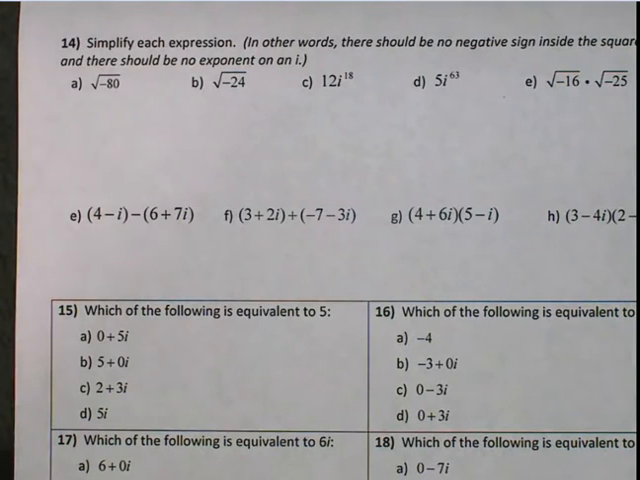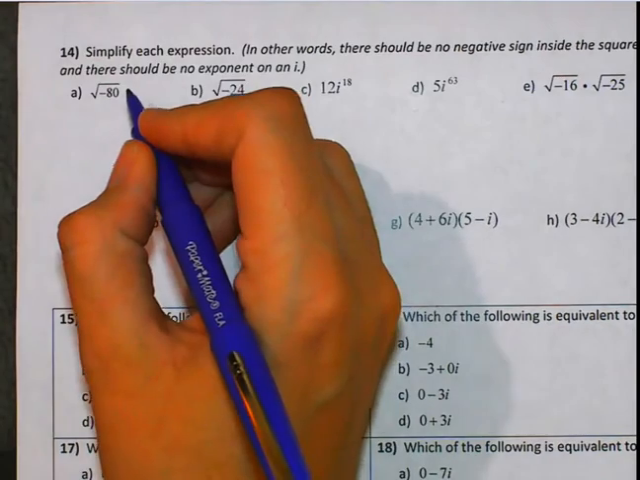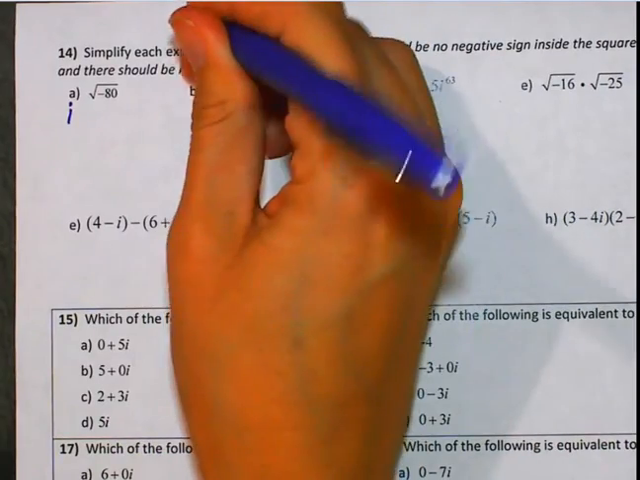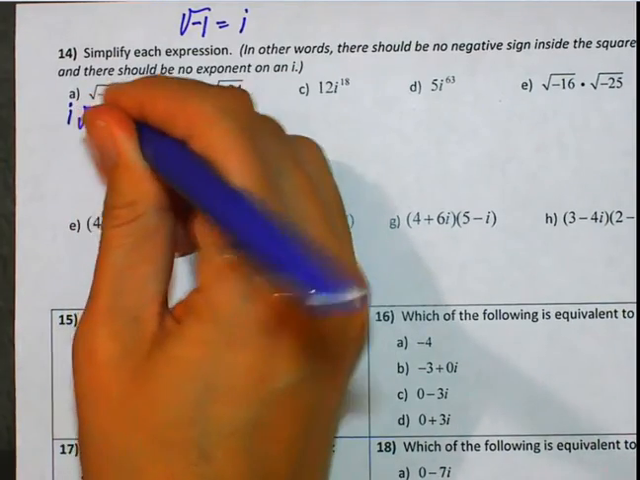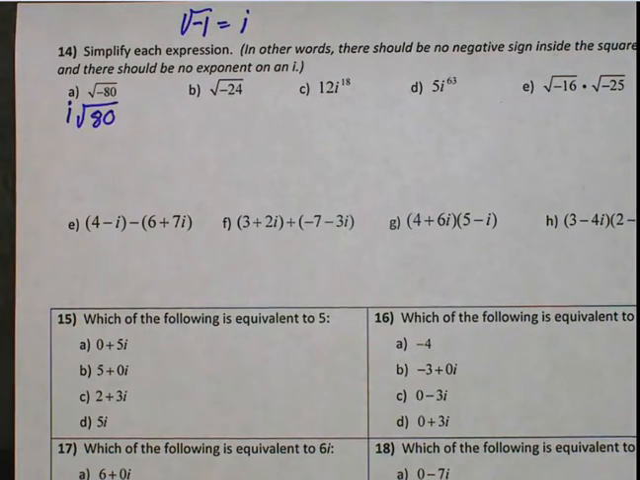All right, this one says simplify each expression. In other words, there should be no negative sign inside the square root, and there should be no exponent on an i. Okay, so let's take a look here. The first thing you should do for these is to take out the i. When you have a square root of a negative number, you have to take out the i first, because the square root of -1 equals i. So that's the first thing I'm going to do. Then I have the square root of 80. You should always check to see if it's a perfect square, because that makes it much simpler. If it is not, then you have to do a factor tree.